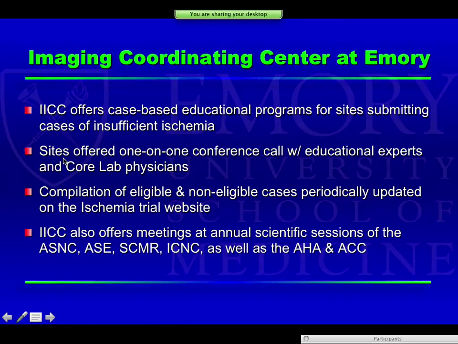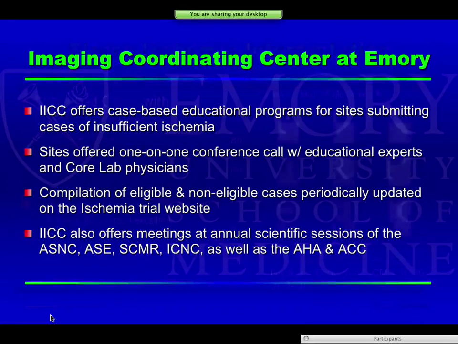We do offer a lot of these activities. We have one-on-one conference calls. We go over all non-eligible cases. We have lots of meetings that we put on, and webinars, and case-based approaches, most of it case-based, to get people to identify moderate to severe ischemia. So this is a lot of our activities at Emory.